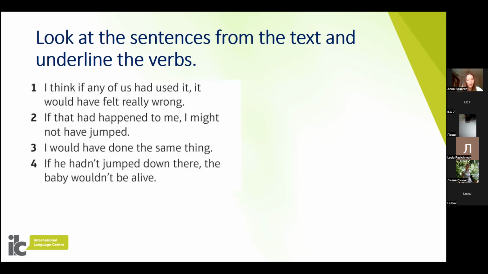So if you look at the first part, if he hadn't jumped down there, so it's about the past. So we have the baby wouldn't be alive. So it's about the present. So yes, there was a right answer. So the last one, it's the mix between the two situations, the hypothetical past and like unreal present. All right.